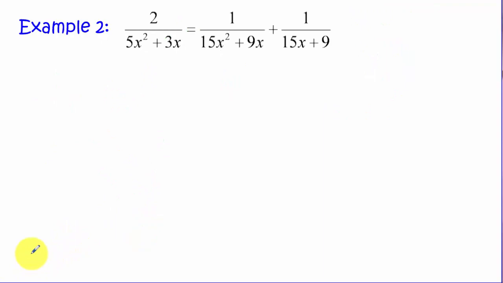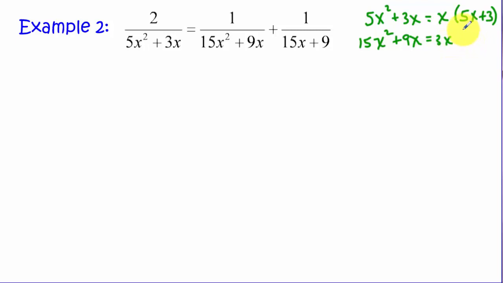Okay, let's look here. So our denominators, if we factor them, so our first denominator, we can factor out an x, GCF factoring. Our second denominator, we can factor out a 3x. And our last denominator, we can factor out a 3. So our unique factors, we have a 3, an x, and that.